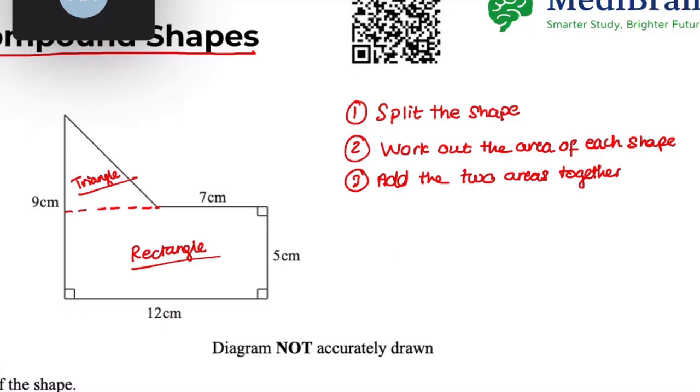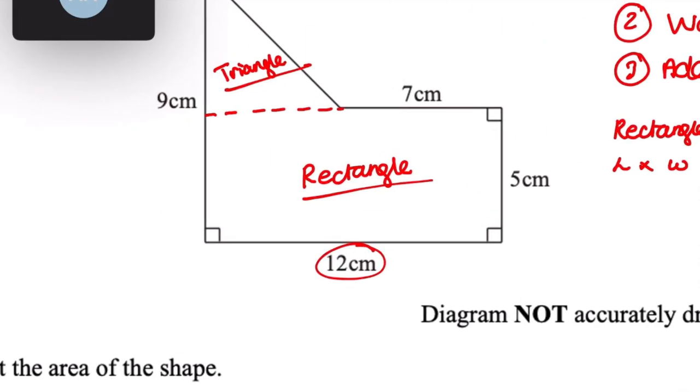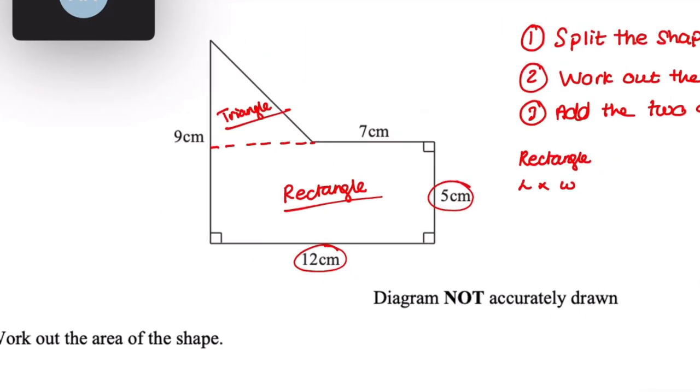So we can work out the area of the rectangle, and then we can work out the area of the triangle. Now, to work out the area of a rectangle, we know that it's length times width. Okay, the length is 12 and the width is 5. So it's just going to be 12 times 5, which is going to be 60 centimeters squared. That's the area of your rectangle.